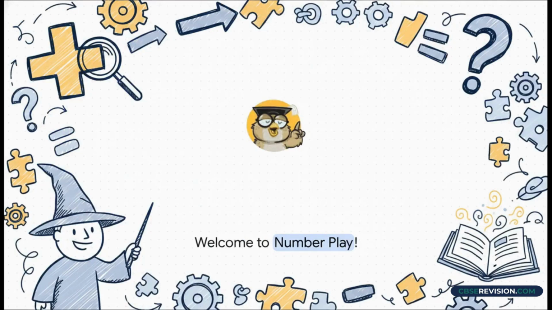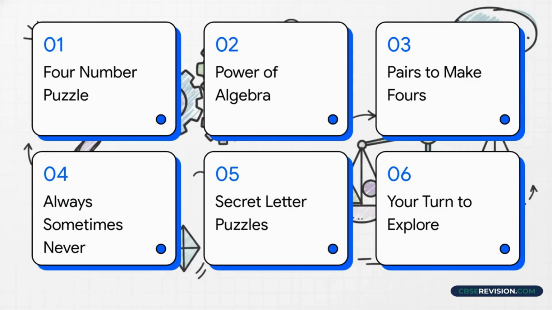I'll be your guide today as we unlock the secrets hidden right inside our numbers. We're going to use simple rules and clear, logical steps. So just think of me as your friendly teacher, guiding you step by step through your chapter on number play. Okay, so here's our lesson plan for today. 1, the four-number puzzle. 2, the power of algebra. 3, pairs to make fours. 4, always, sometimes, never. 5, solving secret letter puzzles. And finally, 6, your turn to explore.